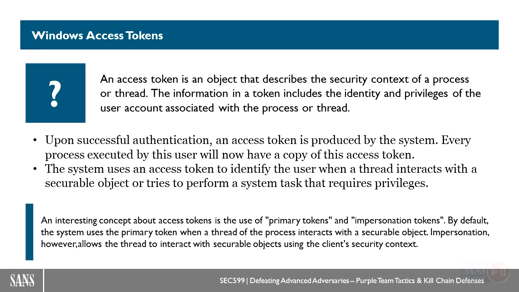There's an interesting concept here: impersonation. By default, the system uses a primary token when it tries to interact with a securable object. But it can also use impersonation, where it says, I'm not going to use my primary token here, but I have another one that I'm going to use. I'm going to pretend that I'm someone else for a second.